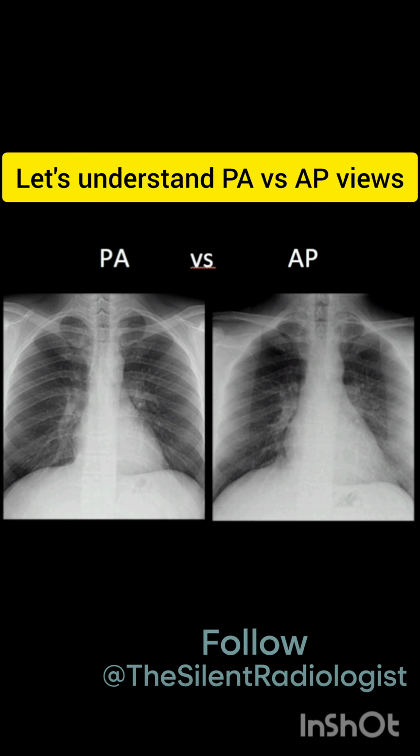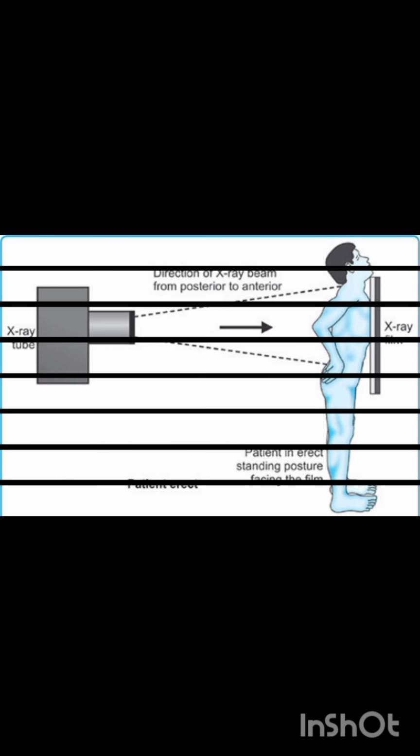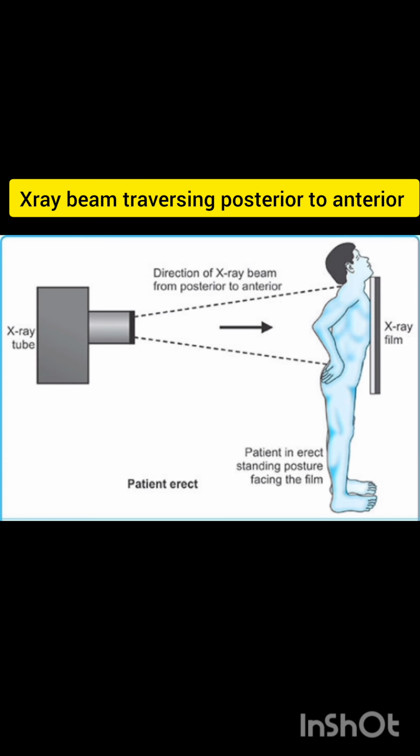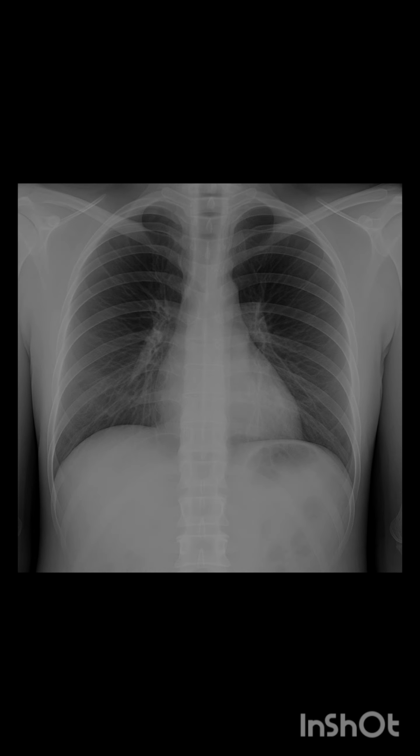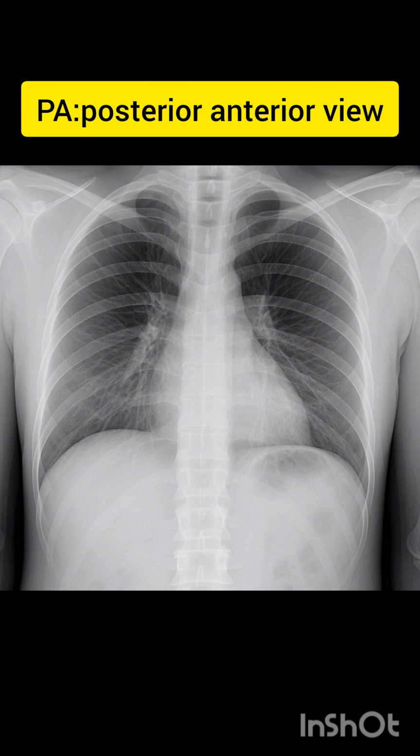Okay, let's understand chest X-ray PA versus AP. Rule number 1, in PA view, the patient stands facing the detector and the X-ray beam hits from the back. Result: the heart looks smaller and more realistic. This is the view we love.